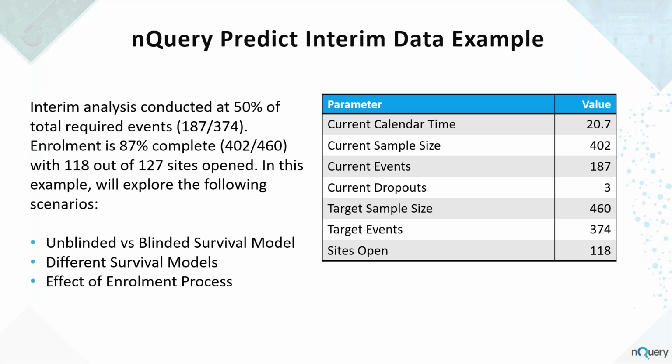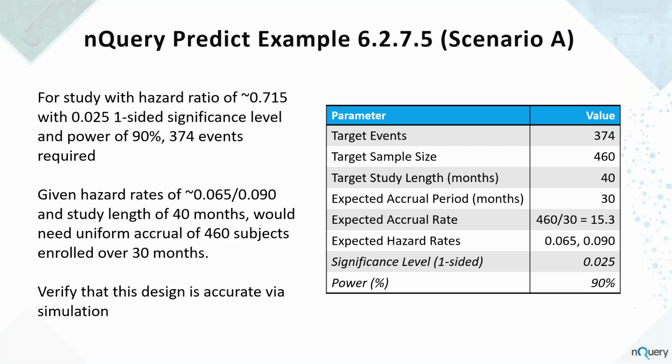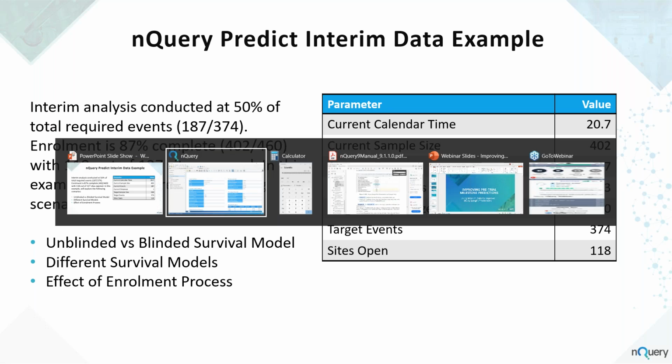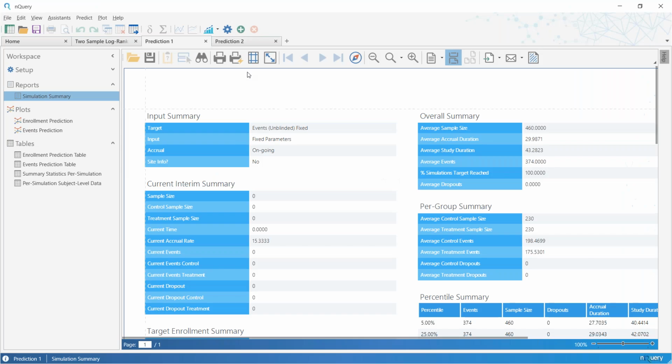And so with nQuery, we now provide two simulated data sets that I referred to, called subject_data.csv and site_data.csv. These are now provided with the software. I'll show where in a moment. The example I showed previously, as referred to in the title, nQuery Predict example 6.2.7.5 scenario A, and all of the other interim data predictions use this data set in the updated nQuery manual, which you can find by going to the software and clicking help, and then nQuery manual.